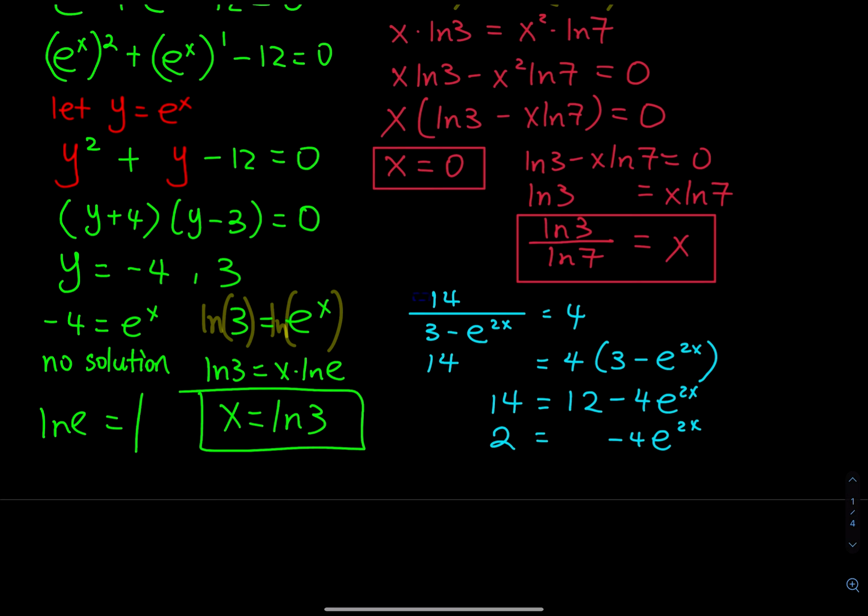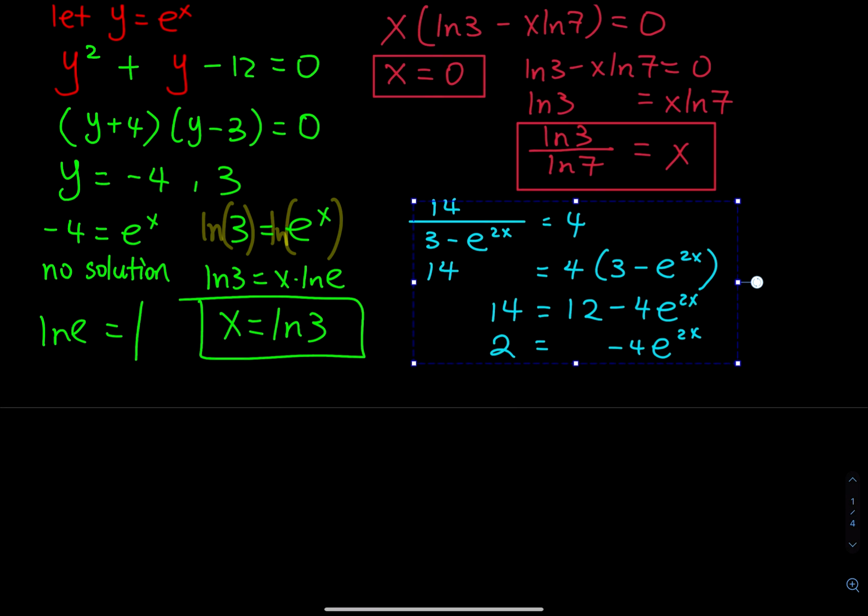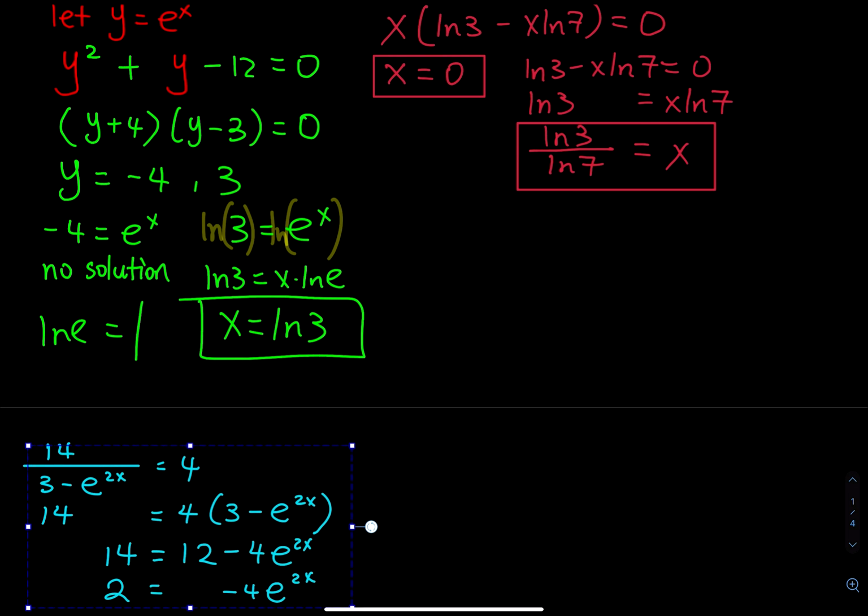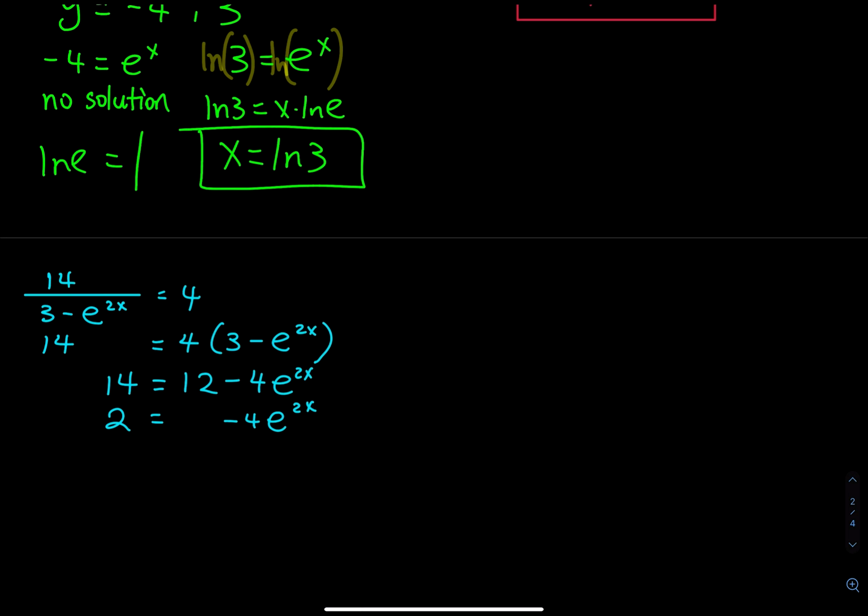You know what? I should move this over here. Divide both sides by negative 4. So you have negative 1 half. Negative 1 half equals e to the 2x. In order to bring the power down, I need to ln both sides, and that creates a huge trouble. And that's why I made this problem for you.